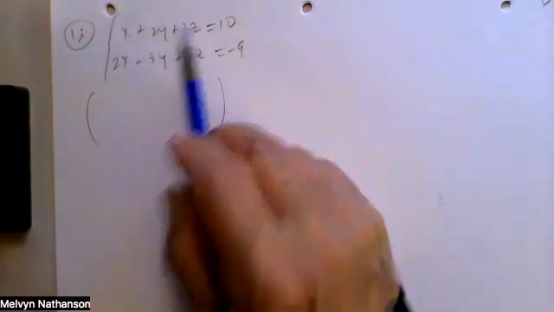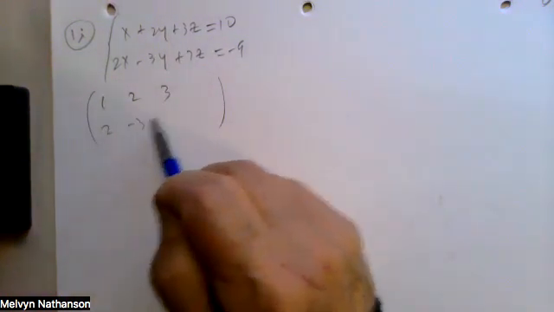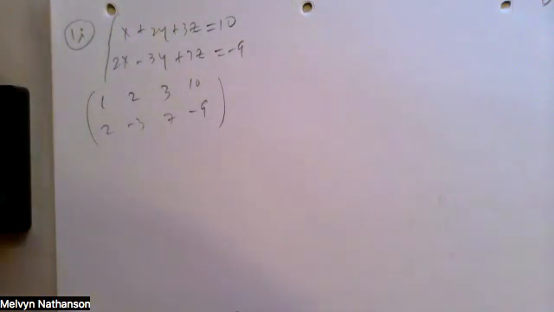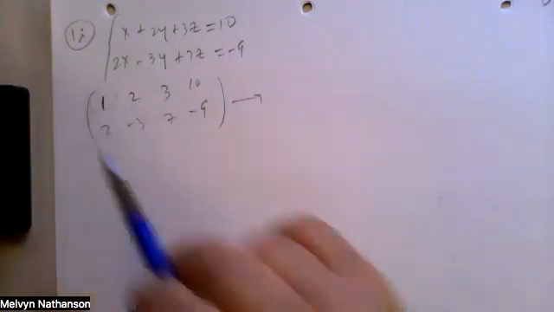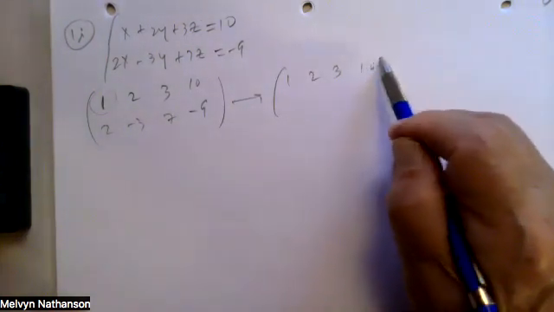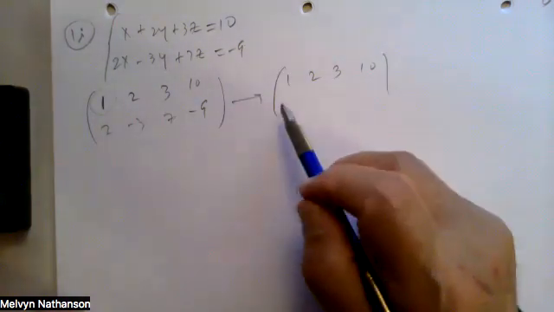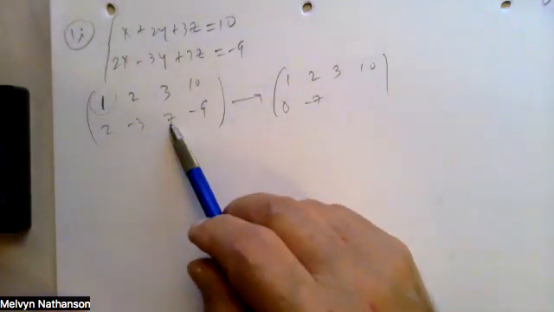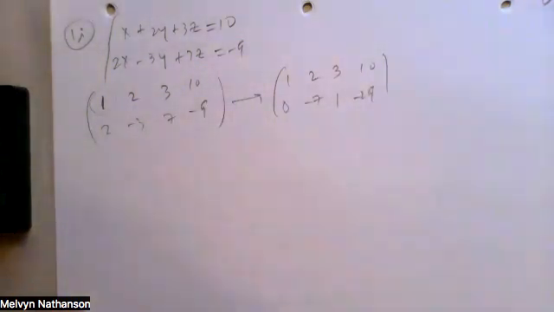The matrix of coefficients of x, y, and z is 1, 2, 3; 2, minus 3, 7, and the right-hand side is 10, minus 9. So I want to put this in reduced row echelon form. I'm lucky there's a 1 already there, so I just have to make this a 0. I don't change the first row yet. I take the second row minus twice the first row. 2 minus 2 is 0. Minus 3 minus 4 is minus 7. 7 minus 6 is 1. Minus 9 minus 20 is minus 29.